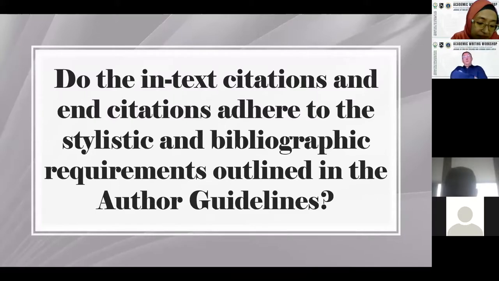Now, do the in-text citations and end citations adhere to the requirements of the journal? Okay, in just a moment, I'm going to quickly review an article that was sent to me earlier today. And you will see in-text citations, the references, are they formatted? If they're not formatted, your manuscript is going to be kicked back to you. And the editor is going to say, hey, look, you kind of need to format your citations and your references. The formatting, again, is very easy.